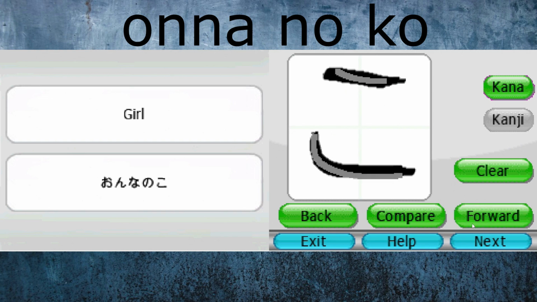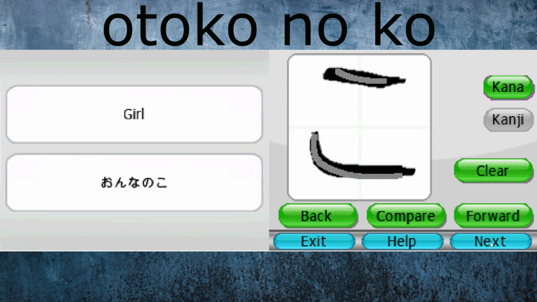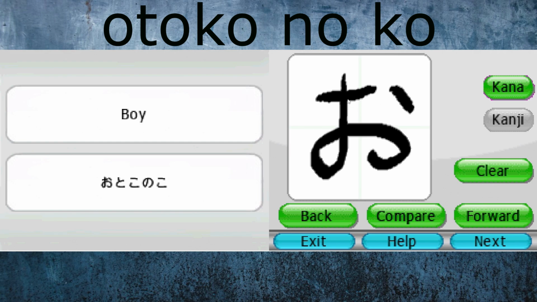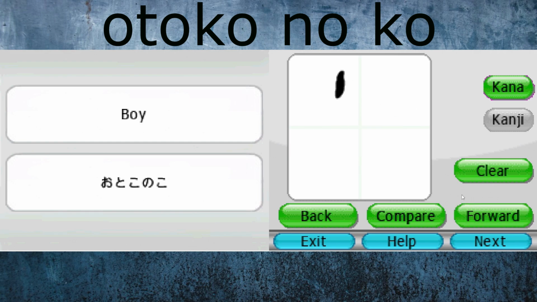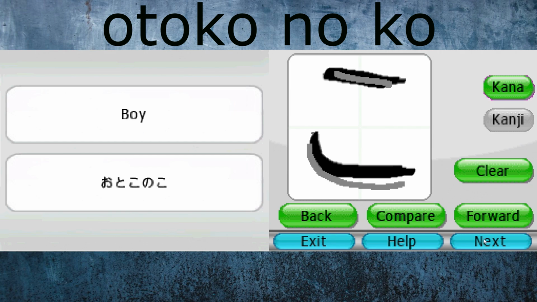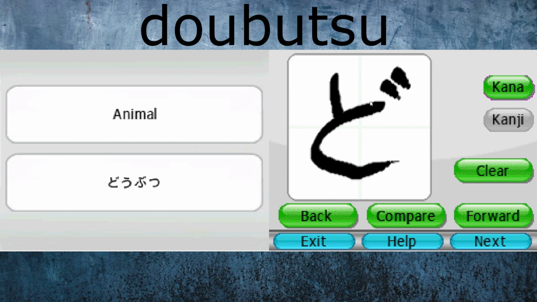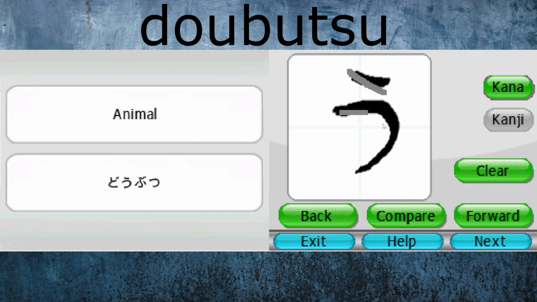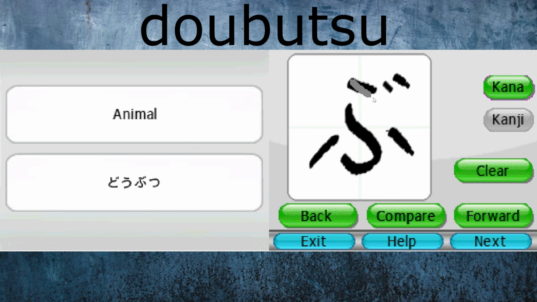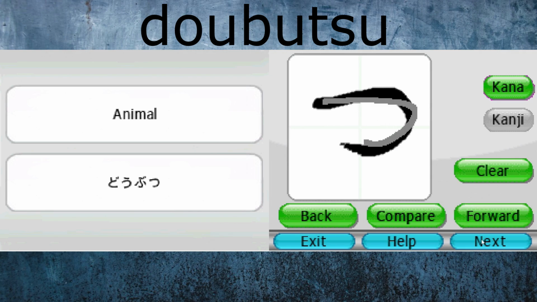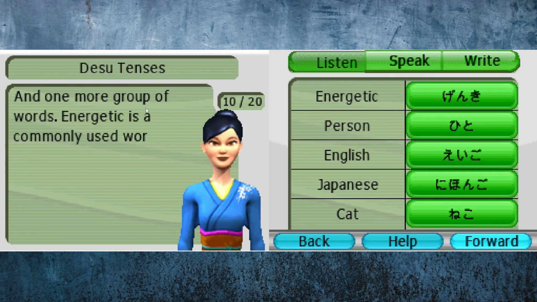Ko. Onna no ko. Boy is otoko no ko. So, to, ko. No, ko. Otoko no ko. Animal is dobutsu. So, do, u, bu, tsu. Dobutsu.